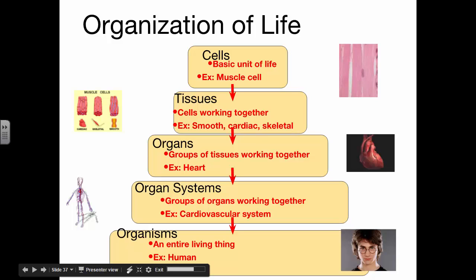So what you'll have to know when we ask questions about this usually is just the order that these words go in, from simplest to most complex, or vice versa. So the simplest level of organization is cells. Cells work together to form tissues. Tissues work together to form organs. Organs work together to form organ systems. And organ systems working together form a complete living organism.